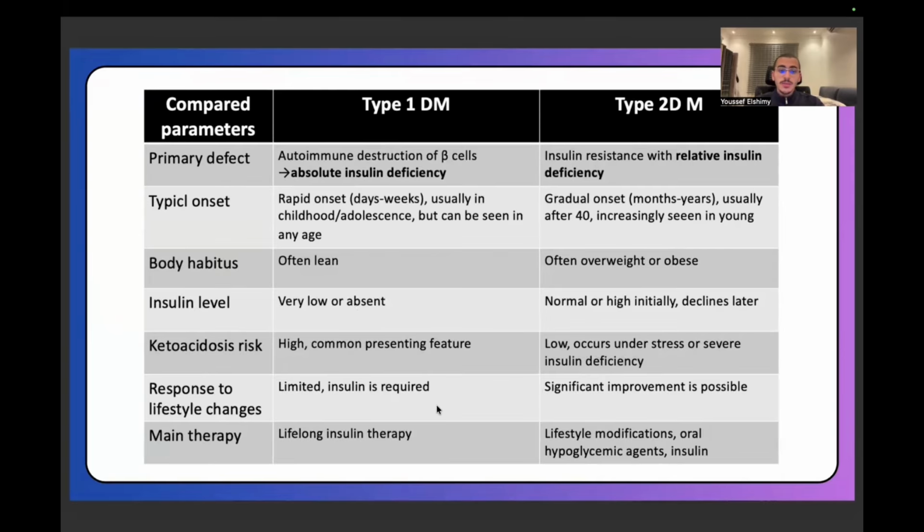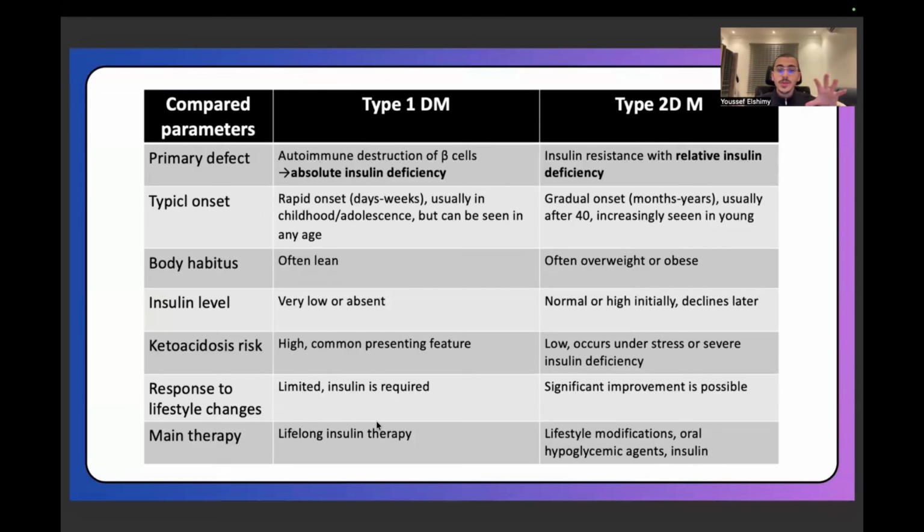Regarding response to lifestyle changes, it is limited in type 1 because you just give insulin, and this is the fix. But in type 2 diabetes, you need significant lifestyle modifications, and with weight loss and oral hypoglycemic drugs, these really significantly improve the insulin resistance.